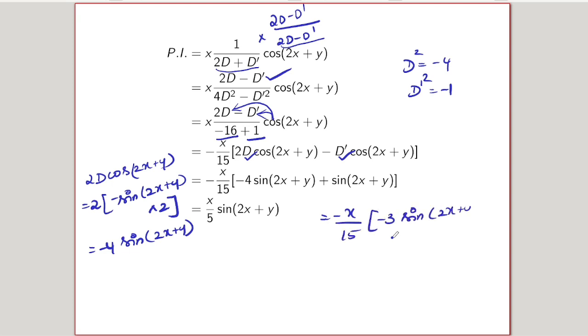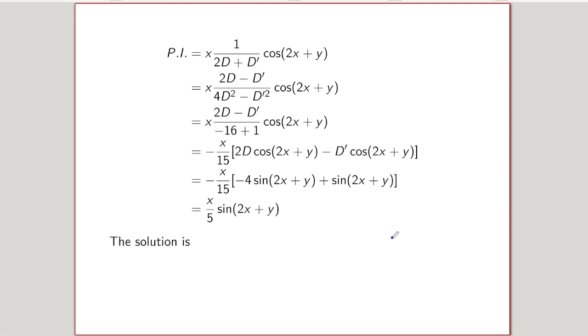So minus into minus will become plus. If we cancel this part, we'll get the answer x by 5 sine of 2x plus y. Now the complete solution is complementary function plus particular integral.